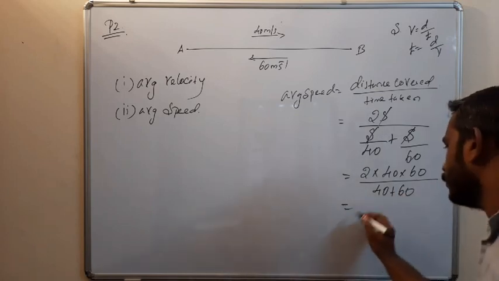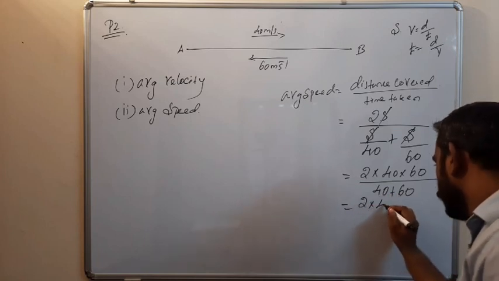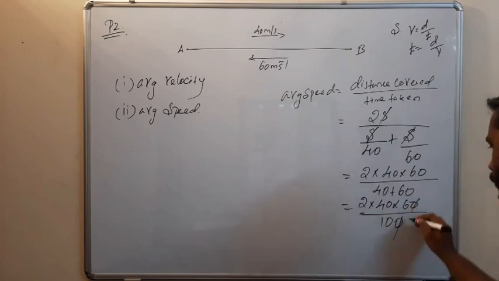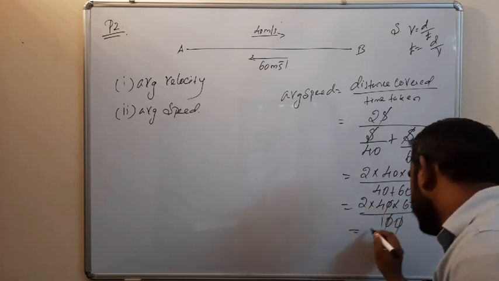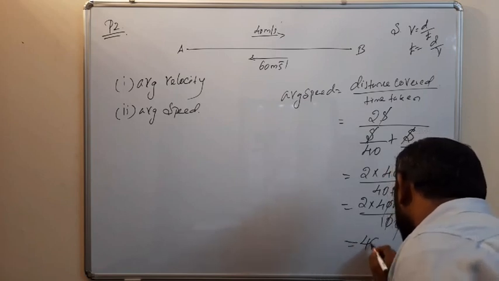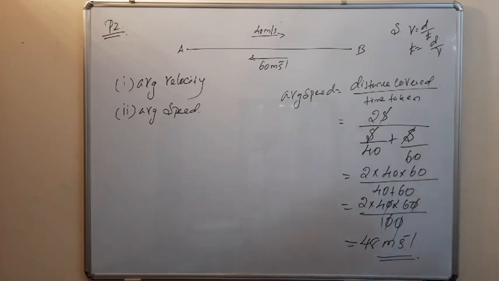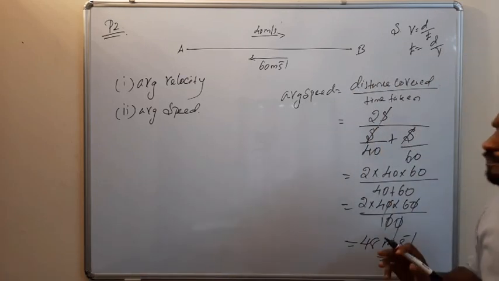So that is equal to 2 into 40 into 60 divided by 100. The zeros cancel. 6 fours are 24, 24 into 2 is 48. So that is equal to 48 meter per second. That is the average speed. Clear?